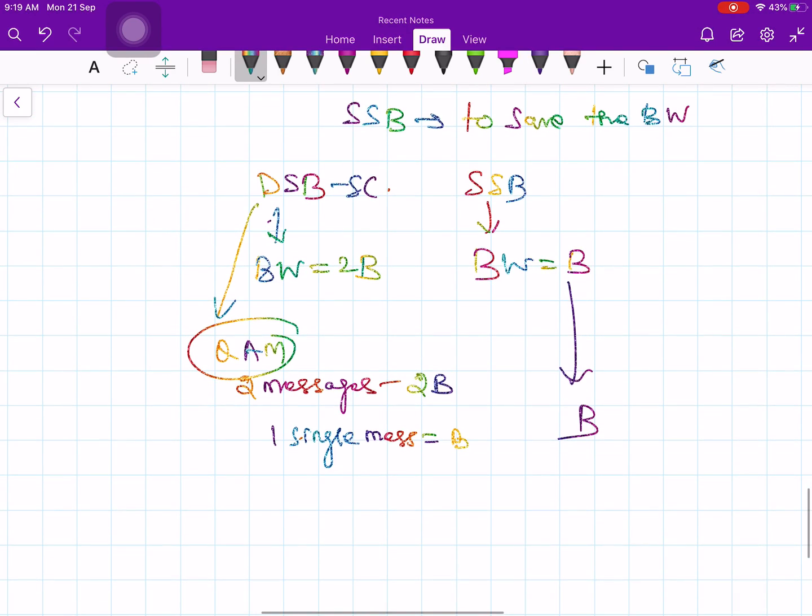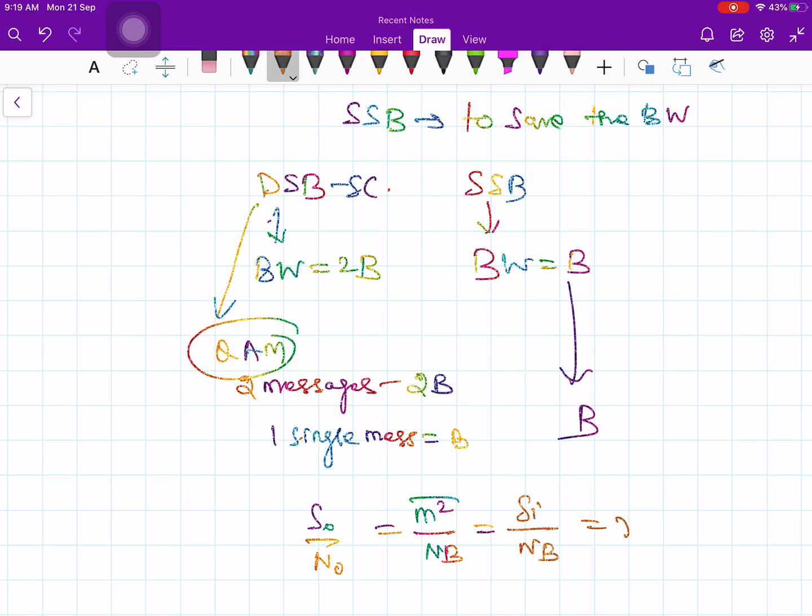So therefore, once again, S0 by N0 is equal to m square bar divided by NB. This is my gamma. So the figure of merit as far as all the systems are concerned remains the same. It is equal to gamma.